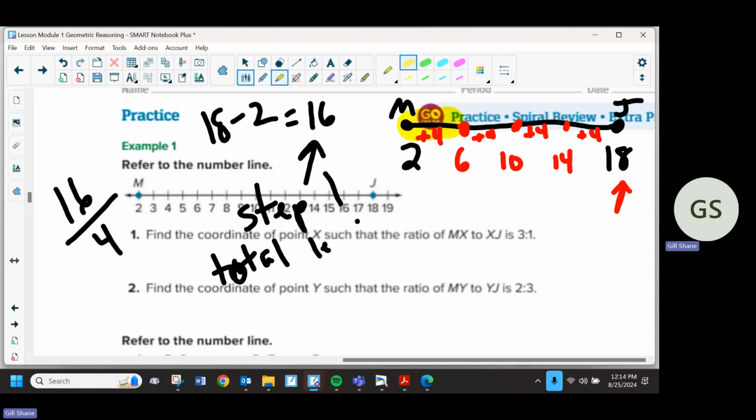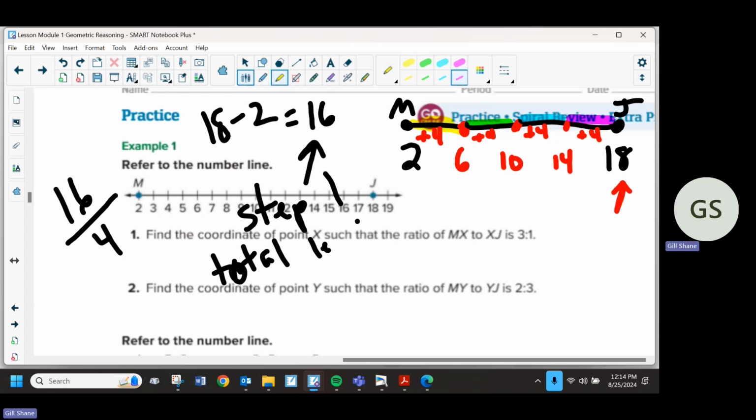Oh, that didn't work. There we go. So 1 there, 2 there, 3 there. Hopefully you can see that blue. And then 4 there. So I have 4 equal length line segments. They're each 4 units long.